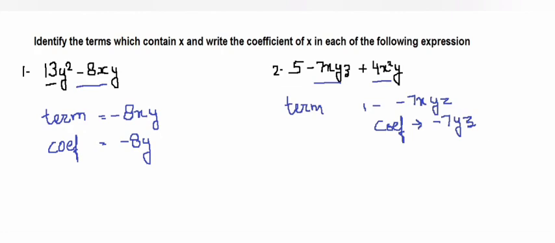Okay. Now the second term is 4x square y. Now the coefficient of x, the coefficient of only x, not x square. Here you have 2x, so here I will take only 1x. The coefficient will become 4xy.